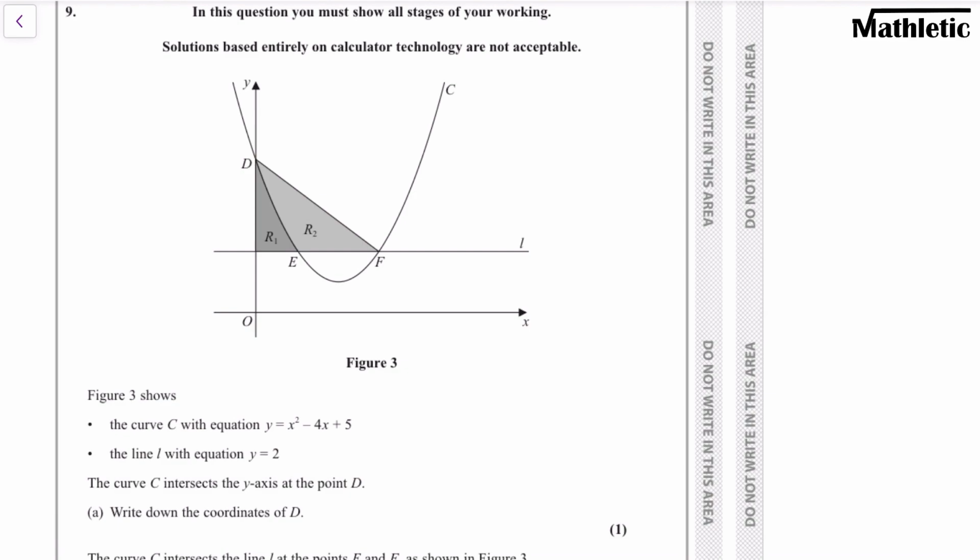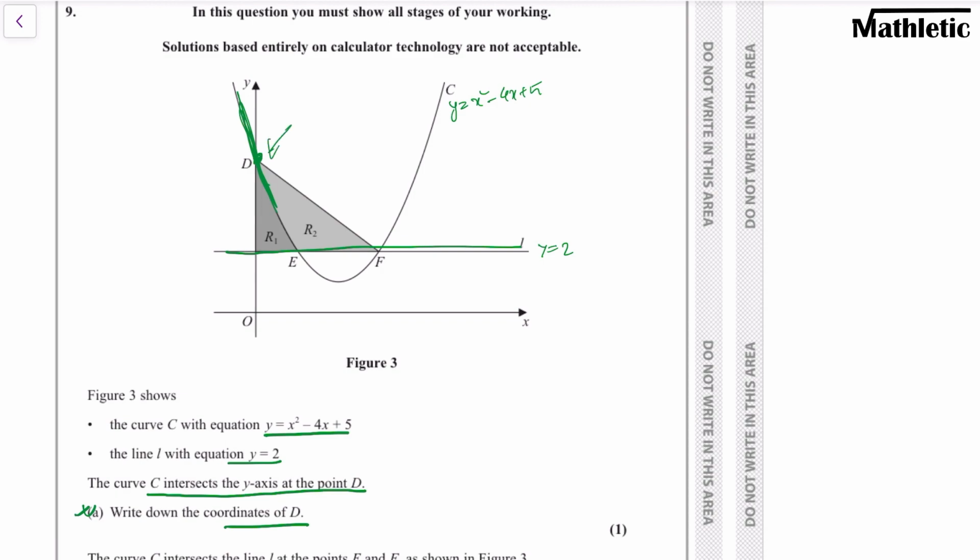Number 9 is from the chapter integration. The equation of the curve is given, and the equation of the line. This is y equals 2. The equation of the curve is x square minus 4x plus 5. So these are given. The first part is about the coordinate of D. The curve intersects the y-axis at D. As you can see, the curve intersects the y-axis at D.